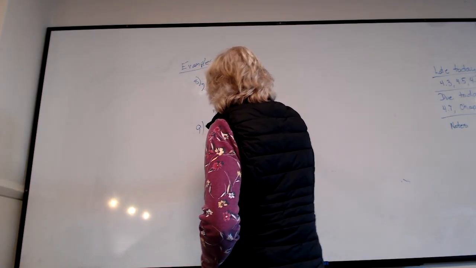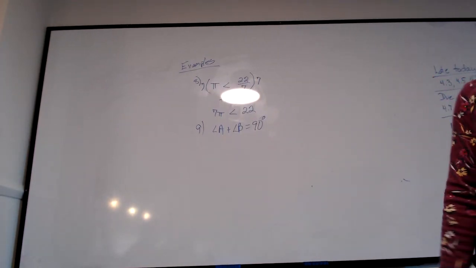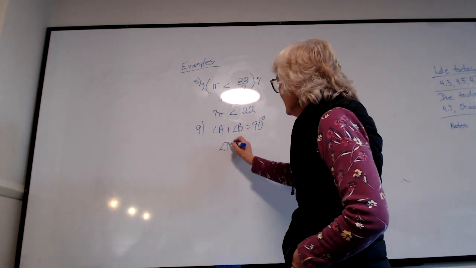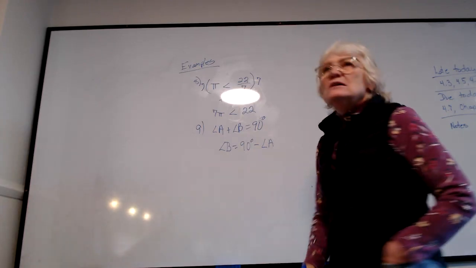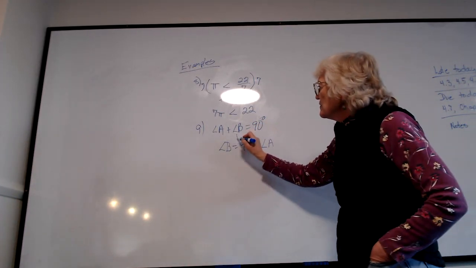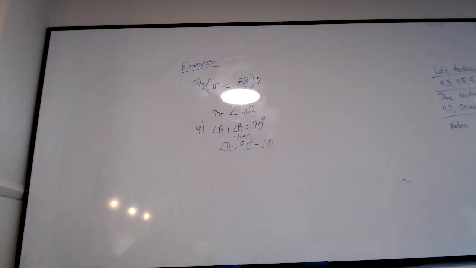equals 90 degrees, so we know these two angles equal 90 degrees, then angle B equals 90 degrees minus angle A. So if this is true, then this is true. How do I know? What did I do? Lucas, what did I do to get that statement? Why is it true? It's good for you guys to realize what you're doing in each of these steps.